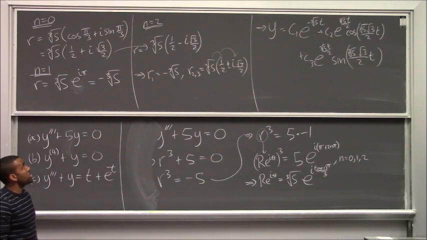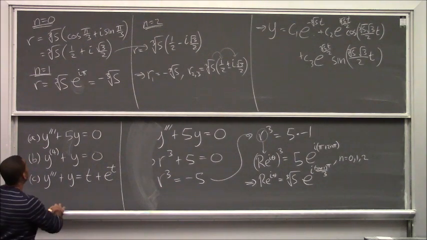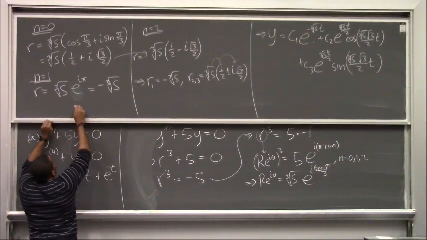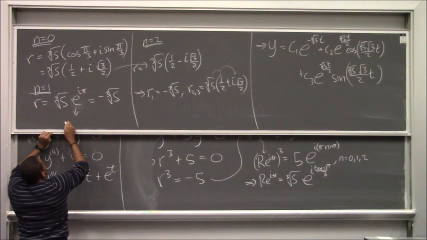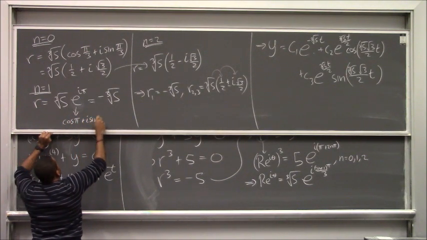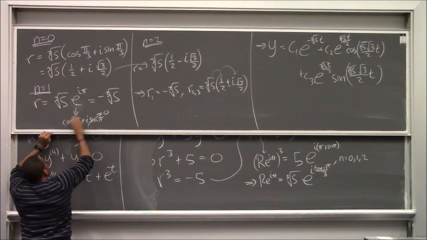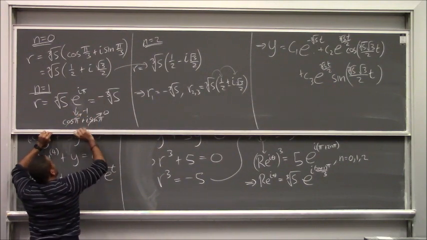Oh, e to the i pi is minus 1. That's something we knew. That's from the main equation. That's the most important one. This is cosine pi plus i sine pi. Sine of pi is 0. Cosine of pi is minus 1. So that's where that negative sign came from.